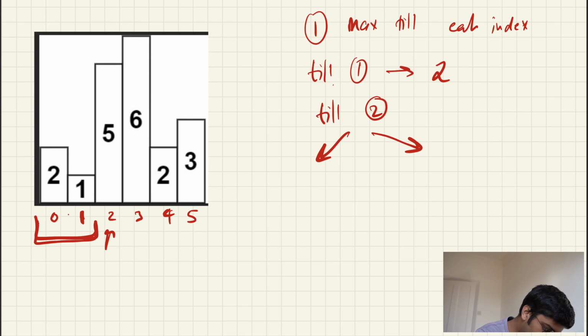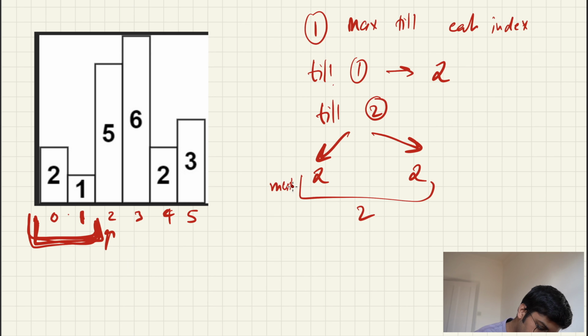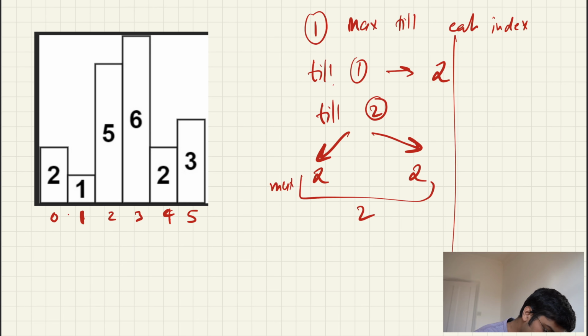So if I talk about this section, then you can either have a section of this, which is equal to area 2, or you can have a section of this, which is again area 2. So the answer is only the maximum of this, which is 2. Okay, no problem. Now let's talk about 3.